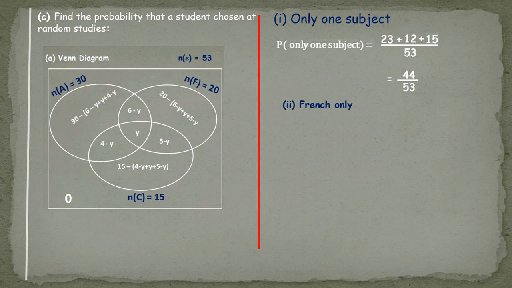Now French only. Find the probability that the student chosen at random studies French only. So we shall take 12, which is actually here. We divide by the universal, which is 53. You don't have to write a decimal. As long as it is a fraction in the simplest form, we can always take it at that.